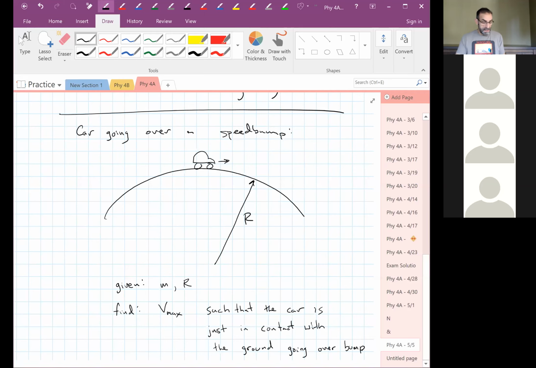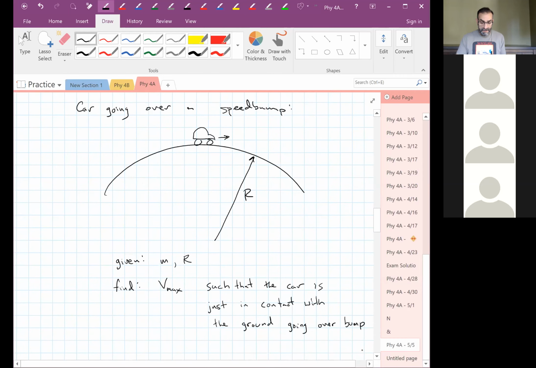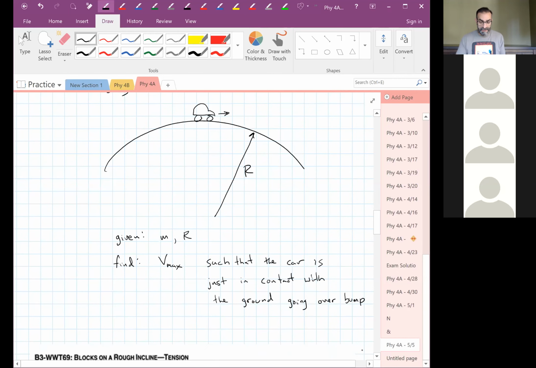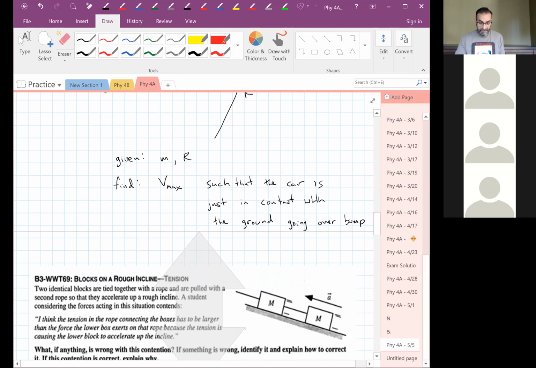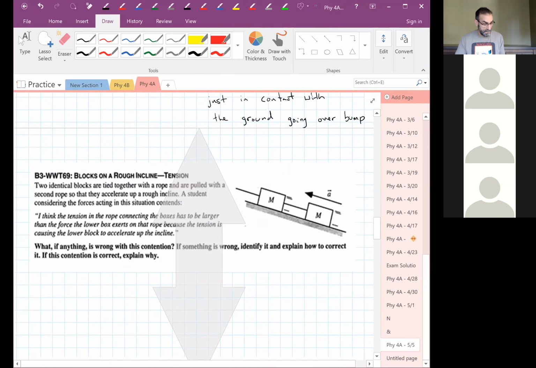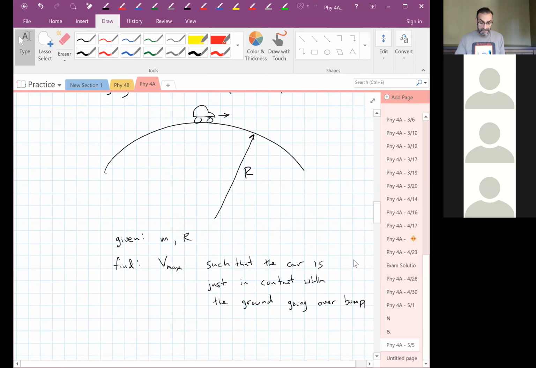All right, let's set this up. Circular motion problems, you should be thinking about centripetal force and Newton's laws. So, free body diagram for that car, and apply the equation F equals ma to that. That's our velocity in this direction.